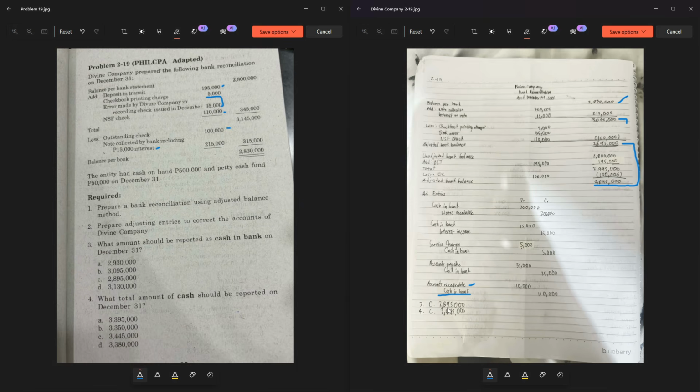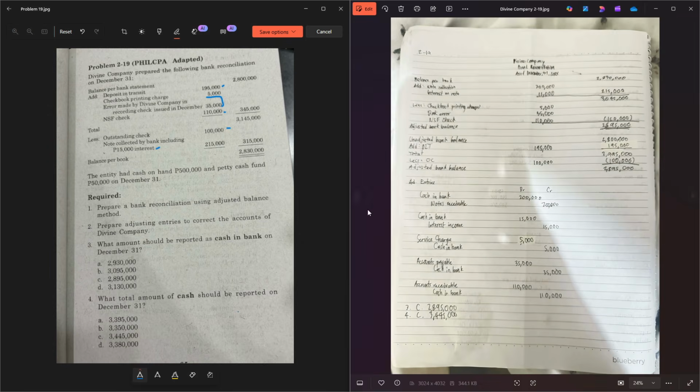So, my answer is C, 2,895,000. And then, what total amount of cash should be reported on December 31? So, the answer is C, 3,445,000.